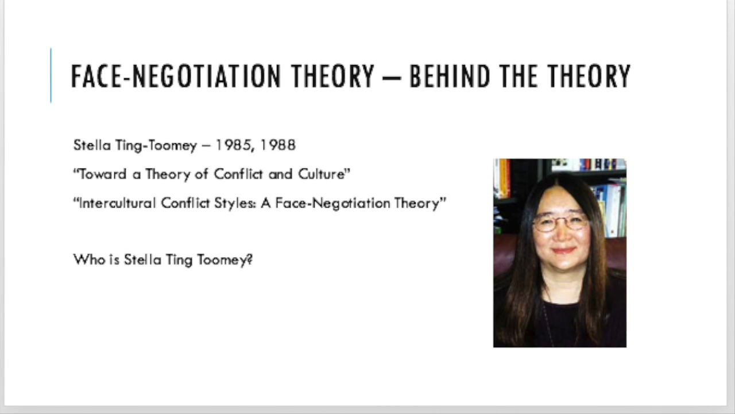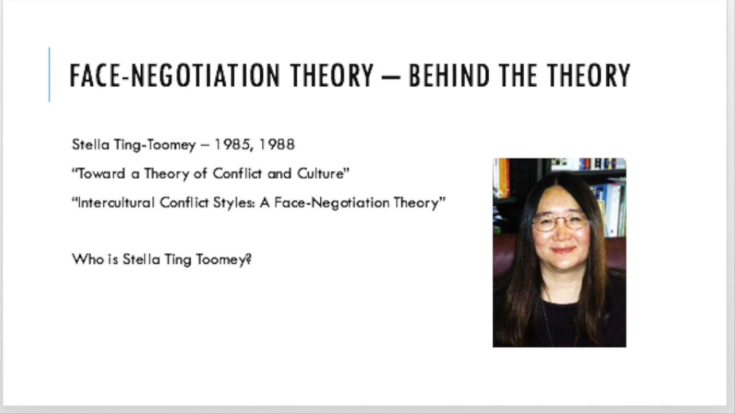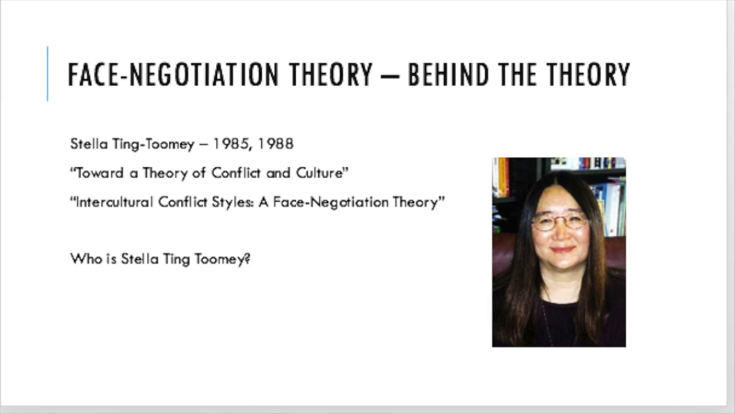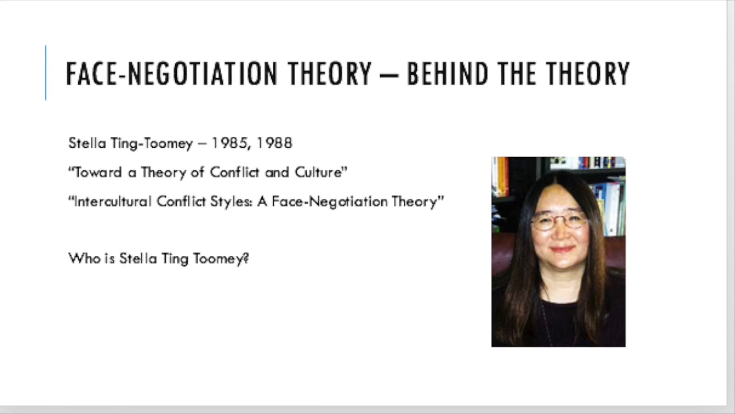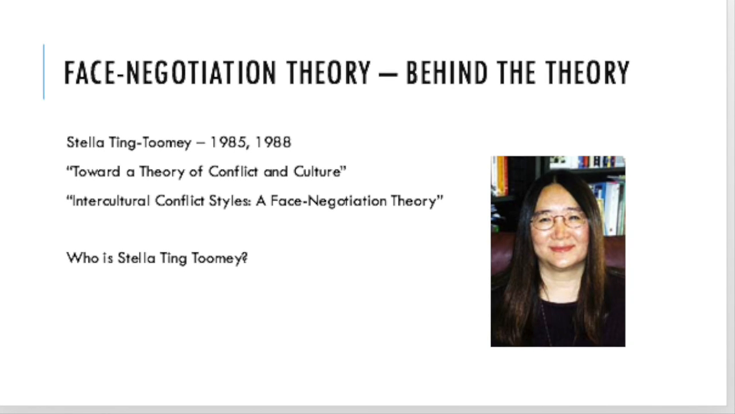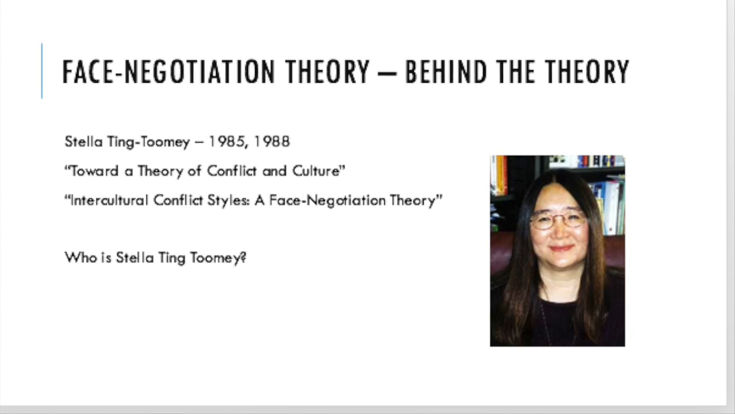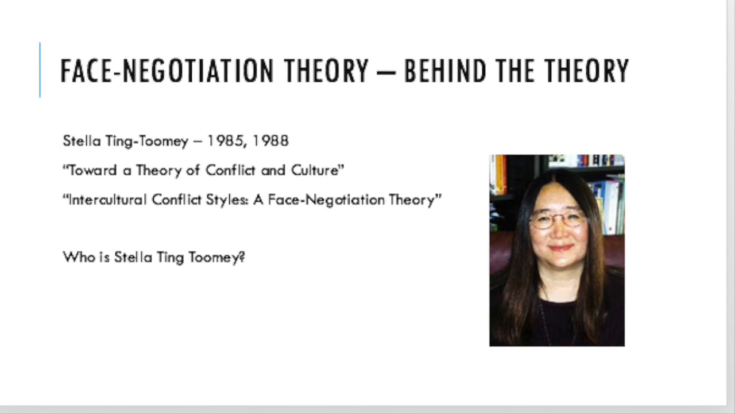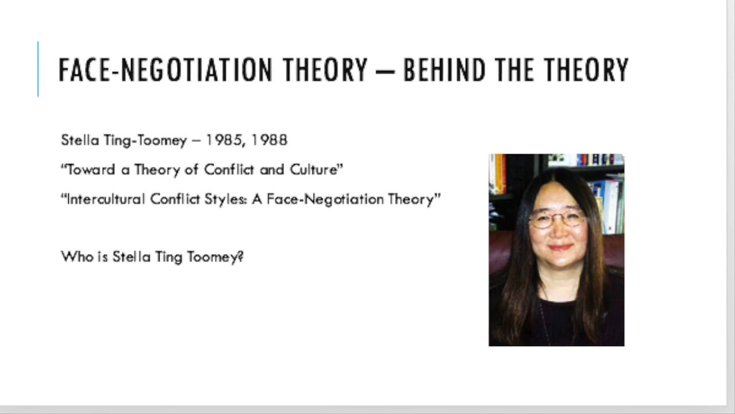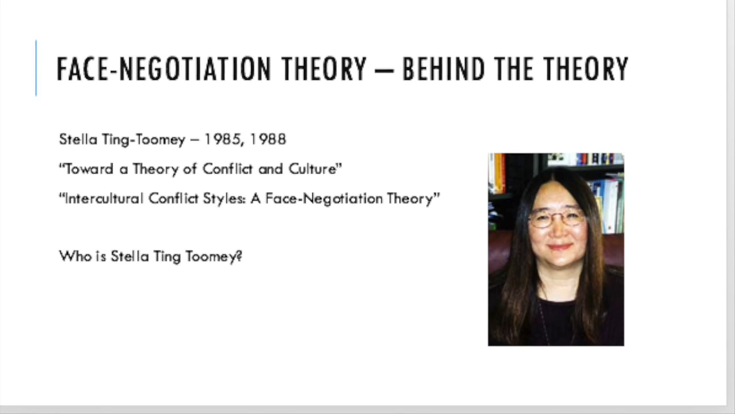Stella Ting Toomey created the face negotiation theory in 1985 when she wrote Toward a Theory of Conflict and Culture. And then in 1988, she wrote an article about intercultural conflict styles of face negotiation theory, and that's kind of when she reinforced the theory and really developed it. So, who is Stella Ting Toomey?